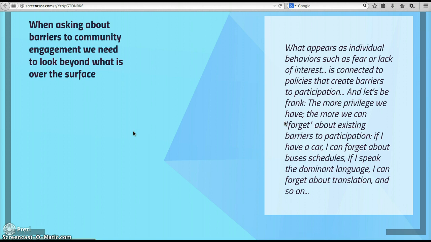So when asking about barriers to community engagement, we need to look beyond what is over the surface, and what appears as individual behaviors such as fear or lack of interest is connected to policies that create barriers to participation. And let's be frank, the more privilege we have, the more we can forget about existing barriers to participation. If I have a car, I can forget about bus schedules. If I speak the dominant language, I can forget about having translation and interpretation available in an event, and so on.